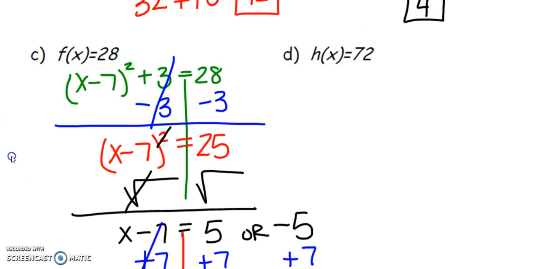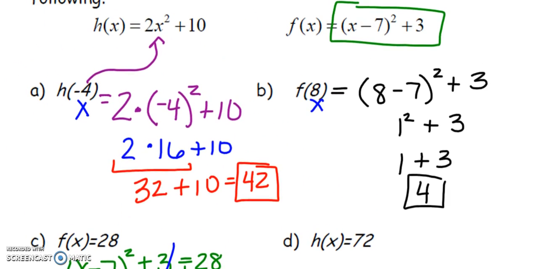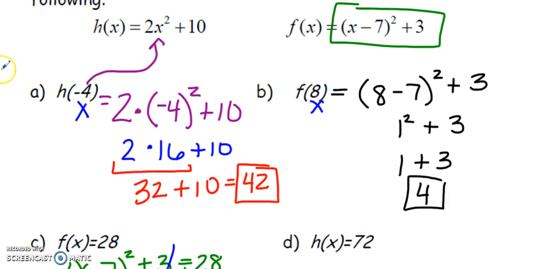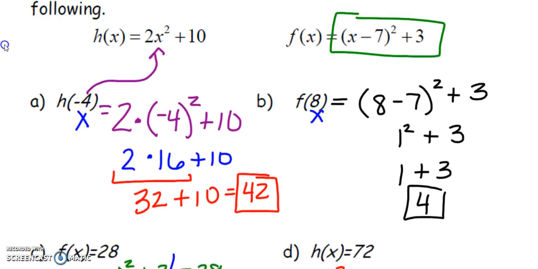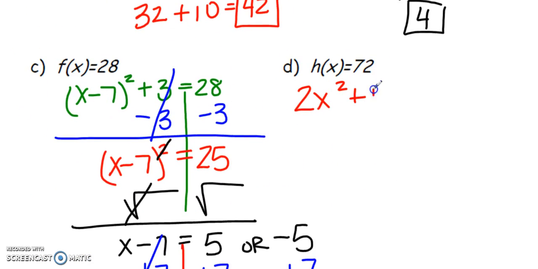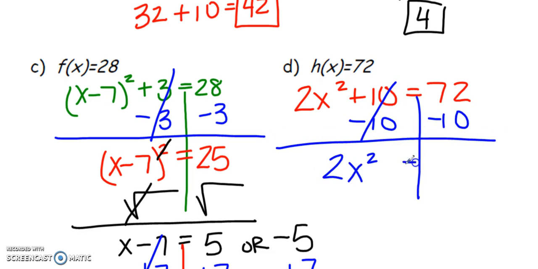Going back up to our last example, it will be a t-chart as well, this time with the h function, which is 2x squared plus 10. So 2x squared plus 10, and it has to equal 72. So I'm going to get rid of my guard of plus 10 first, subtract 10 from both sides. 2x squared drops, and this becomes 62.